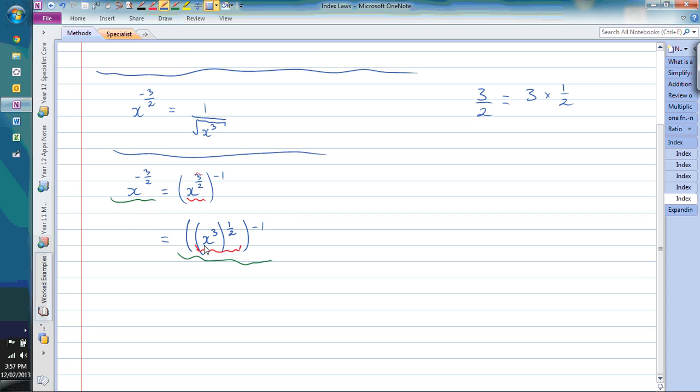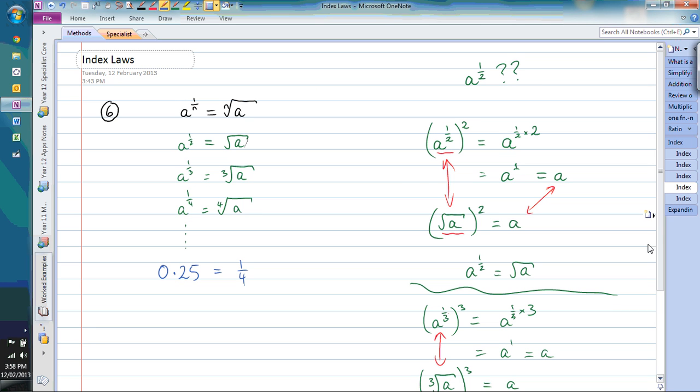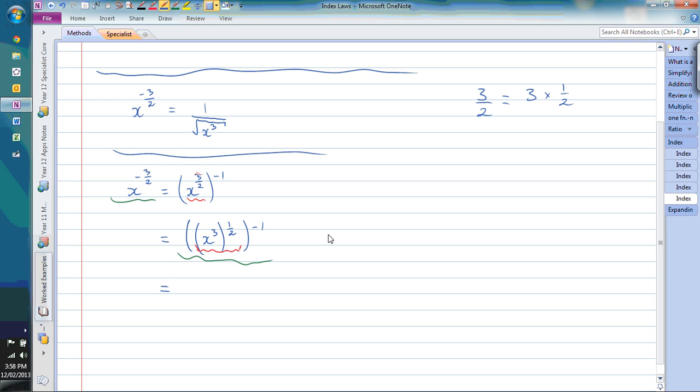Now let's have a look at what we've got here. x cubed all to the power of a half. I know from index law number 6 that something raised to the power of a half is equivalent to a square root. So this thing to the power of a half is equivalent to the square root of x cubed. The thing in here is just under a square root sign instead of a power of a half, and that's all raised to the power of negative 1.